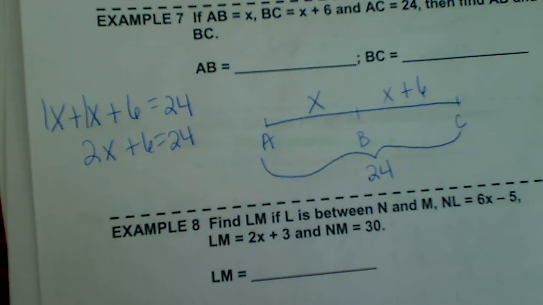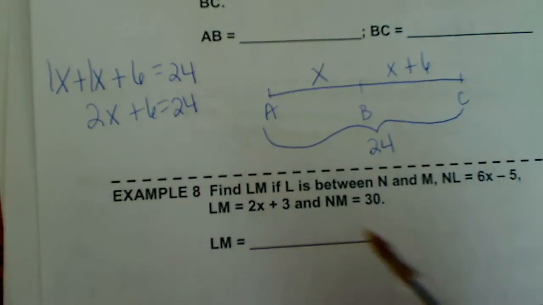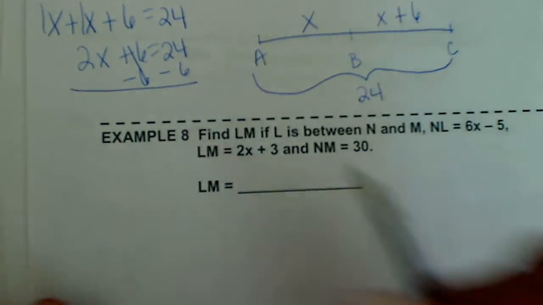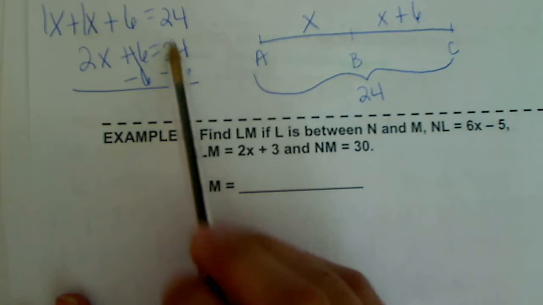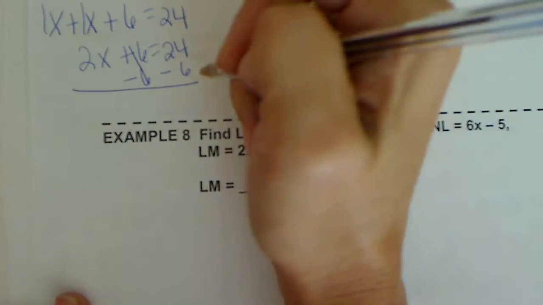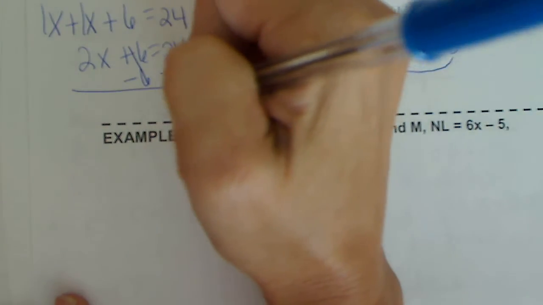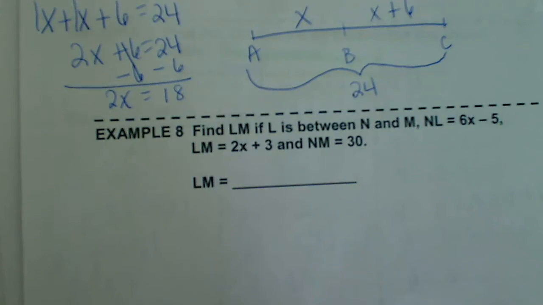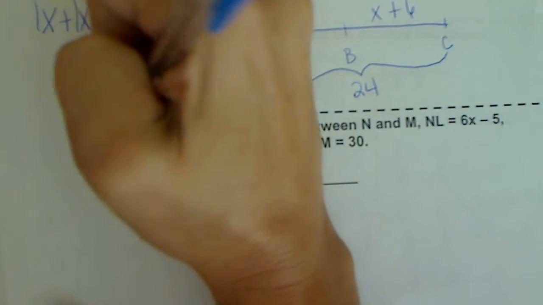Okay, Paola, can you tell me what happens next? Subtract the 6 from both sides. And tell me what's next. You divide by 2. Okay, so I'm going to subtract this. What is 24 minus 6? 18. And then what's next, Hayden? You divide 18 by 2 and then x equals 9.